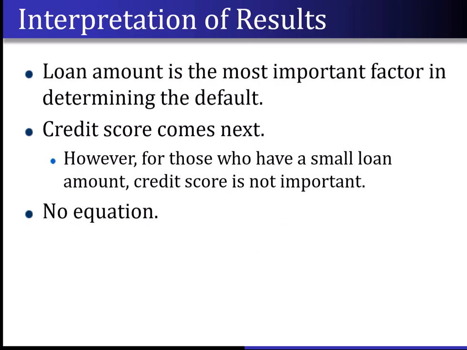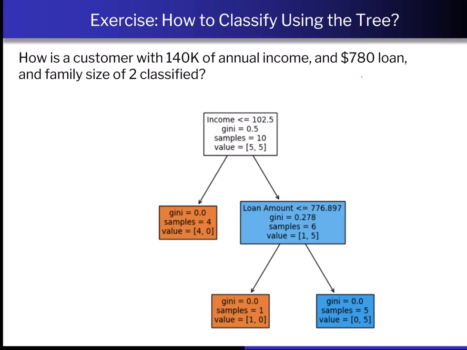Well, the good part of decision tree analysis is that it provides easily understandable rules, and it does not have any equations or mathematical representation, so it can be understood by anybody who is not an expert in math. Okay, let's take a look at this example. First, it says the customer has a loan of $140,000. So let's look at the first rule.